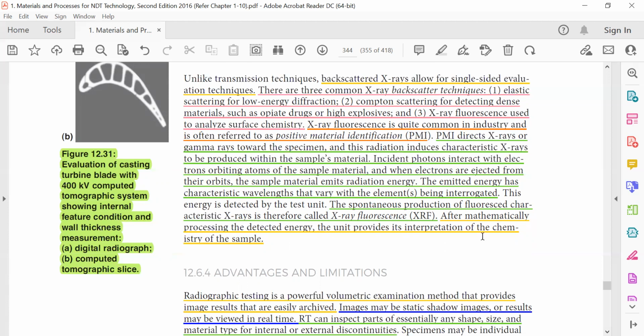The spontaneous production of fluorescent characteristic X-rays is therefore called X-ray fluorescence (XRF). The unit mathematically processes the detected energy and provides its interpretation of the chemistry of the sample.